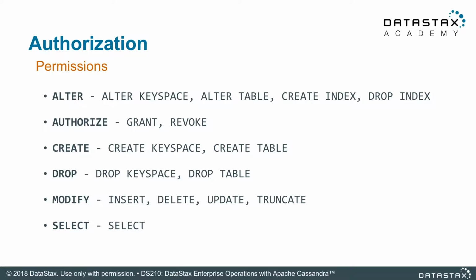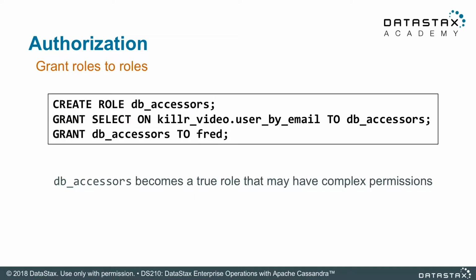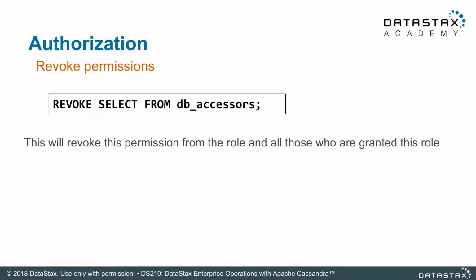Let's look at some other examples. These commands show us the creation of a role called DB accessors, which is a true role because we have not set login to true. We can grant some permissions to the DB accessors role, and then later we can grant this DB accessors role to users such as Fred. We can remove permissions from a user or role by using the revoke command.